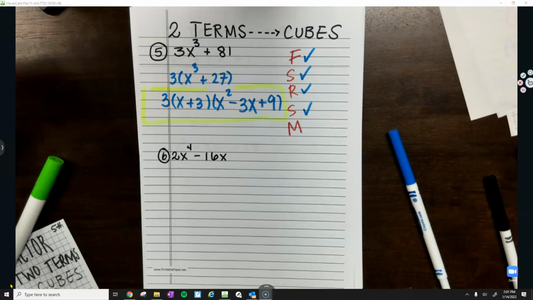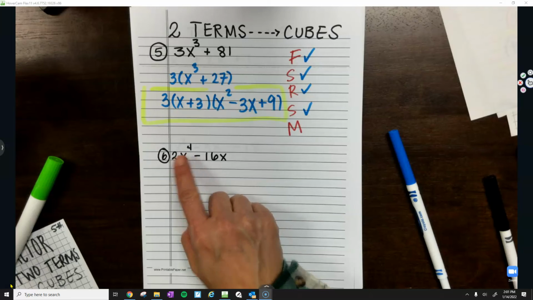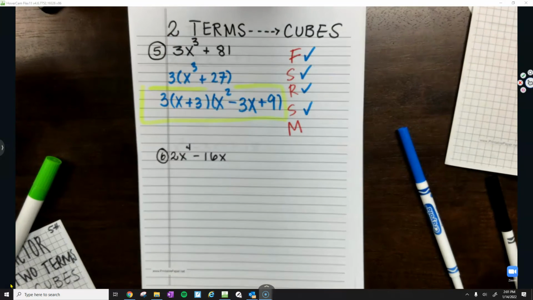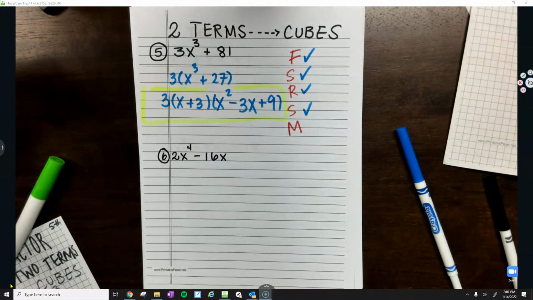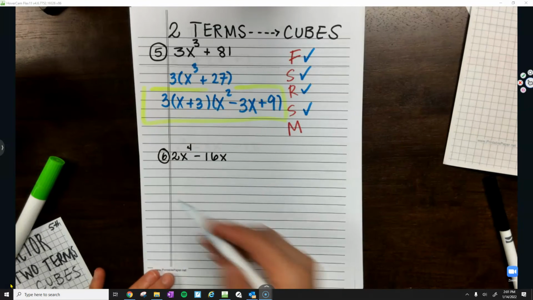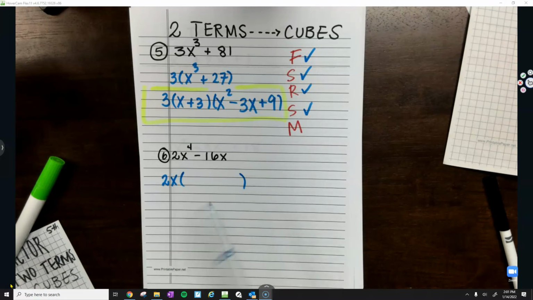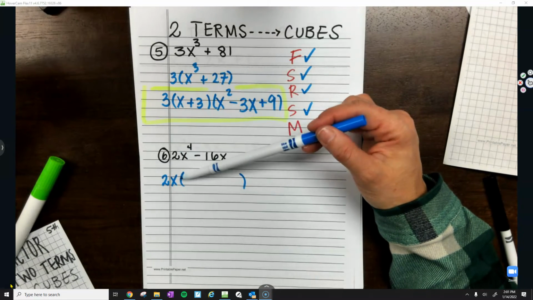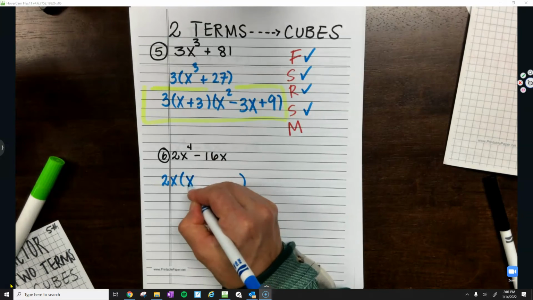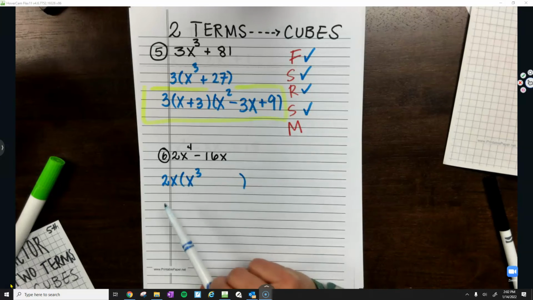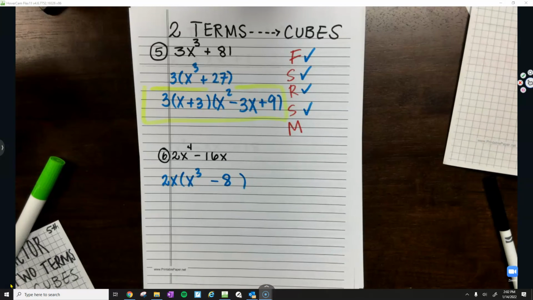So listen, if you look at number 6, it almost looks like it's a difference of 2 squares because that's an even exponent. You guys cannot put it into any of these categories until you GCF, until you take out the greatest common factor. Did y'all see it? What is it? 2 what? 2x. That's right. So this time write a 2x on the outside and make sure you divide right. So 2x to the 4th divided by 2x is going to leave x to the 3rd. And then a negative 16x divided by a positive 2x is just an 8.